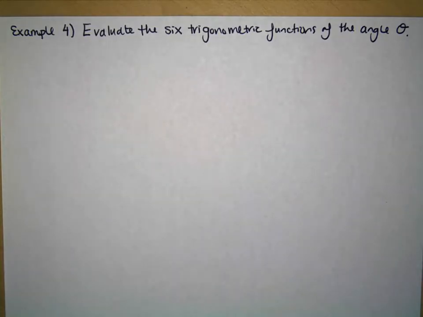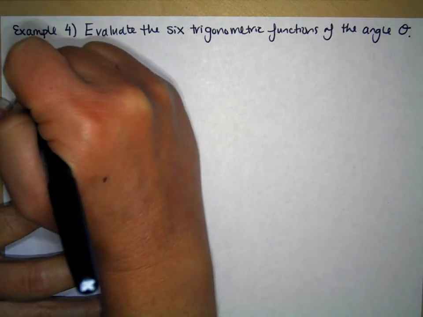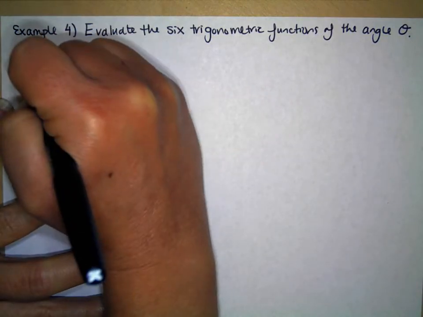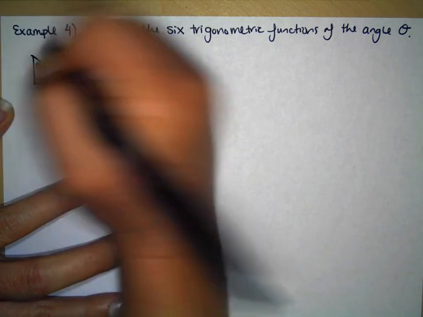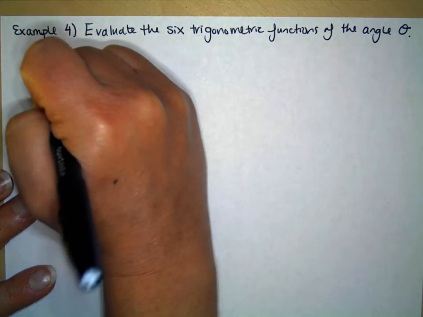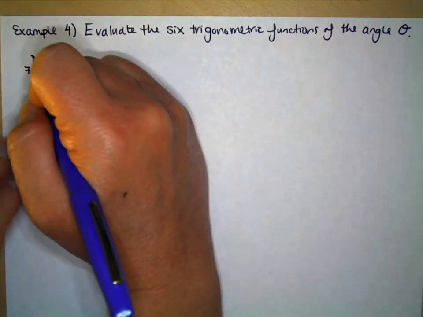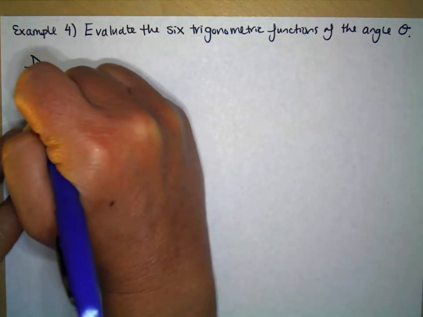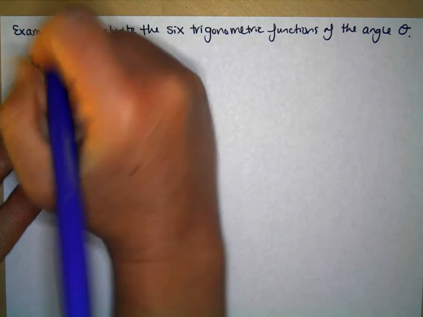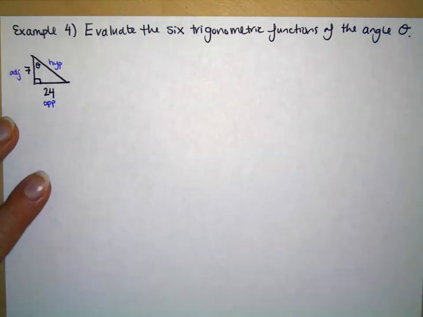So for example 4, we're going to evaluate these 6 trigonometric functions of the angle theta. We have a right triangle. This angle up here is theta. We know this side here is 7, and this side here is 24. So labeling the sides with opposite, adjacent, and hypotenuse from this angle theta, this side would be the opposite side. The side across from our right angle is the hypotenuse, and the side next to our angle is the adjacent side.